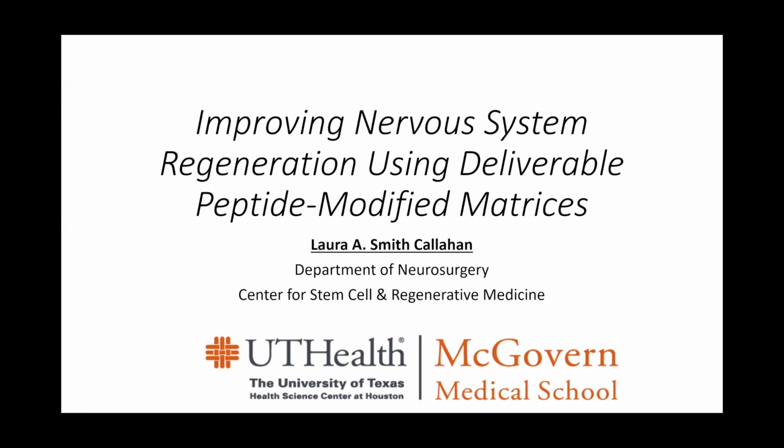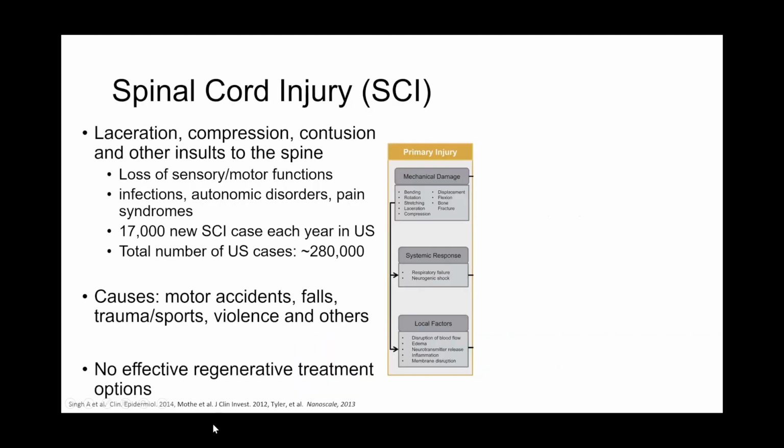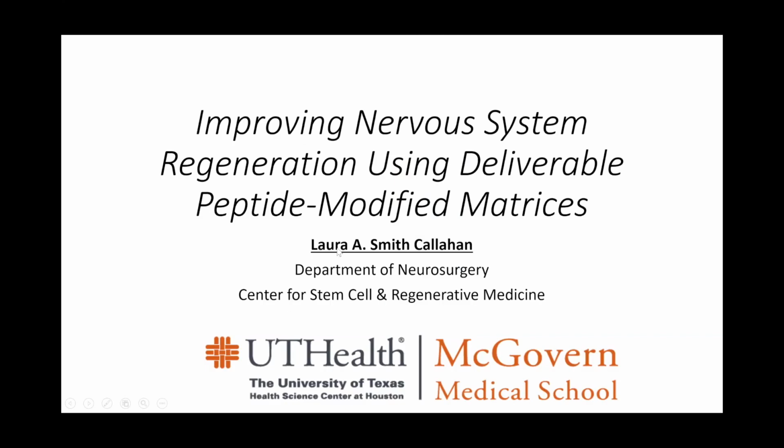Her work at both University of Michigan and Akron has focused on the effects of emulating the size scale, surface chemistry, and modulus of the extracellular matrix. She is now at the University of Texas Health Science Center at Houston, where she holds appointments in the Department of Neurosurgery, Center for Stem Cell and Regenerative Medicine, and the Department of Nanomedicine and Biomedical Engineering. And so she will be talking to us about improving nervous system regeneration using deliverable peptide modified matrices.